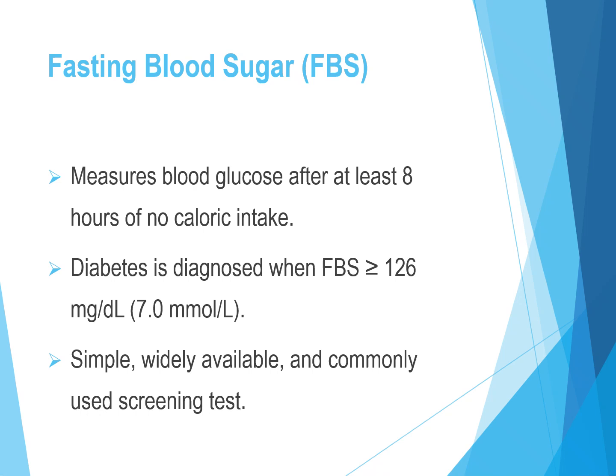Let us consider a laboratory-based example. A patient reports to the lab in the morning after fasting overnight. Their plasma glucose result is 132 mg per deciliter. This value meets the diagnostic threshold for diabetes. However, before confirming the diagnosis, the laboratory and clinician must consider whether proper fasting was observed, whether the sample was collected correctly, and whether any acute illness could have influenced the result.